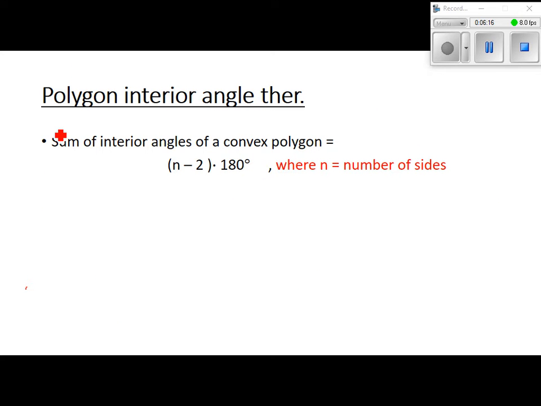The first formula, n minus 2 times 180, equals the sum of all the interior angles of a convex polygon. It's got to be convex. Concave doesn't work. This n right here stands for the number of sides. Main formula, n minus 2 times 180.